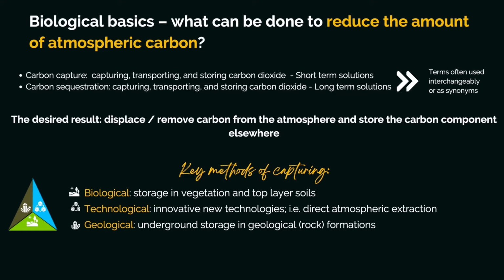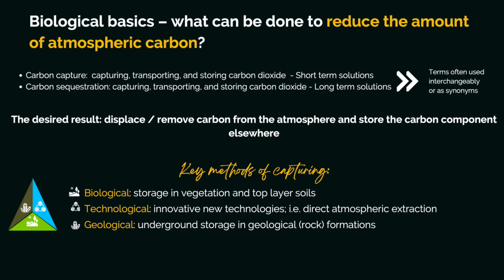The next part in the biological basics chain is to have a look at what can be done to reduce the amount of atmospheric carbon dioxide. In short, 2 things can be done, one being carbon capture, and secondly, carbon sequestration. Both of these terms involve the capturing, transporting, and storage of carbon dioxide, with carbon capture being the short-term solution and carbon sequestration being the long-term solution.